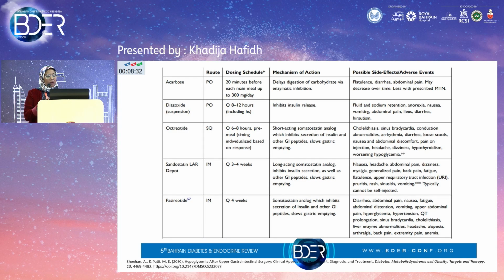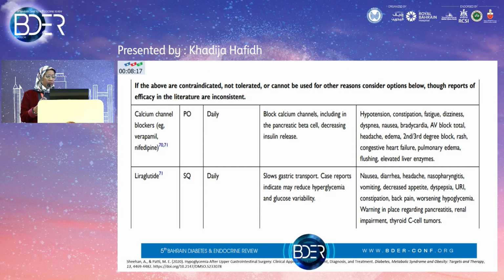So here again is a chart that shows this stepped pharmacology, starting with acarbose. You may consider using diazoxide. We talked about the somatostatin analogs, octreotide or pasireotide. And then there are some authors, or clinicians, that have also tried the calcium channel blockers and liraglutide.